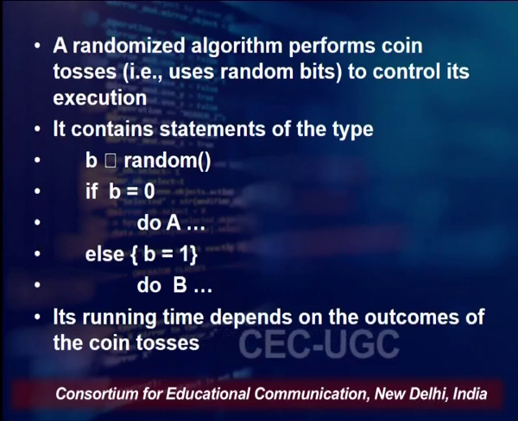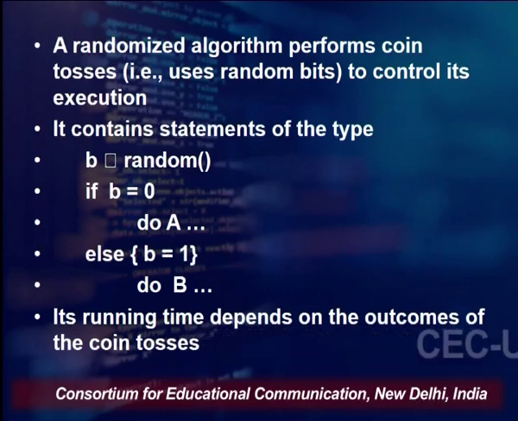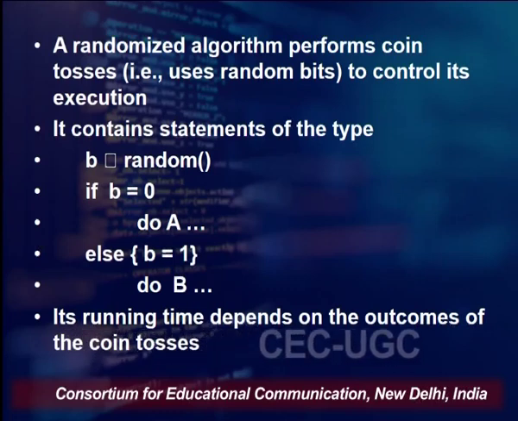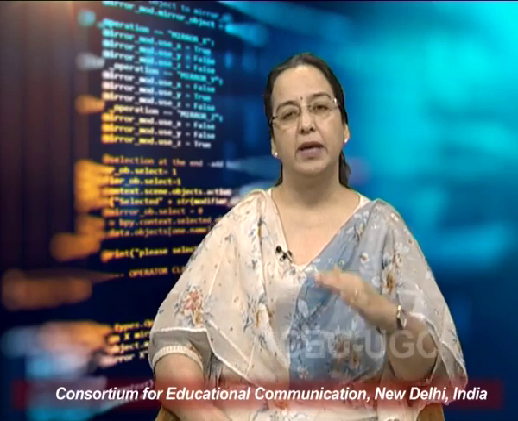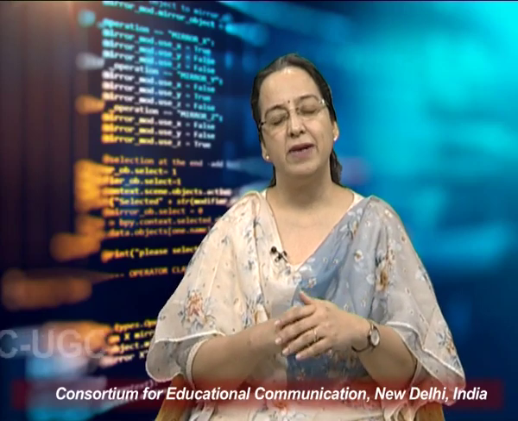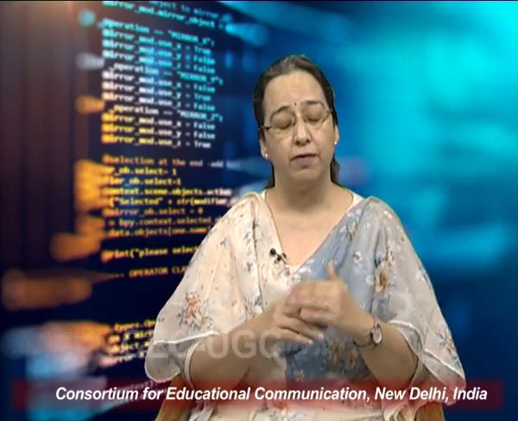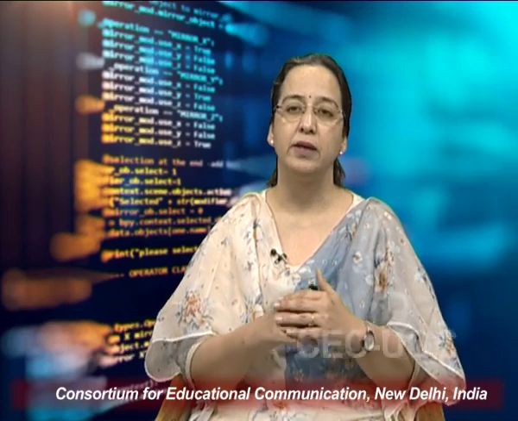If b is equal to 0, you need to do something, or if b is equal to 1, you need to do something else. The running time of this kind of randomized algorithm depends on the outcomes of the coin tosses. What does it mean? For example, I am going to insert a new element at level 0, because the first level on which you insert an element is going to be level 0.